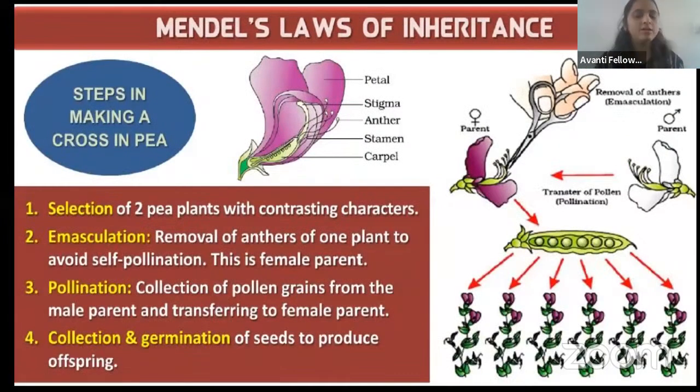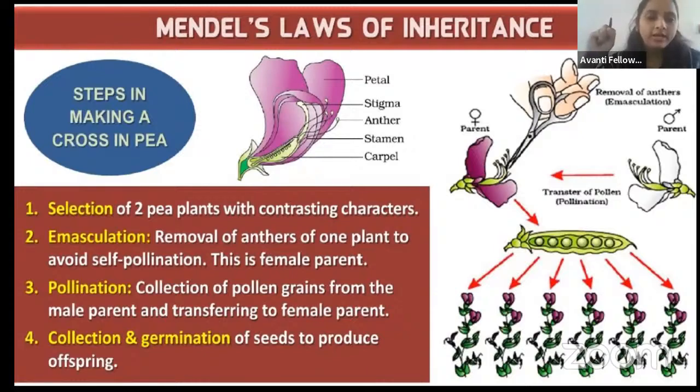So now let us go to Mendel's law of inheritance. What did he study about Mendel's law of inheritance? You all know that the characters will be inherited from the parent to the offspring. So here is how he experimented. First he selected 2 pea plants having contrasting characters, either a purple color flower and a white color flower.